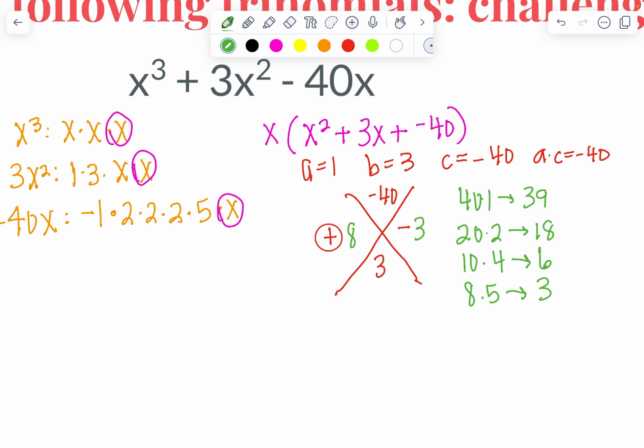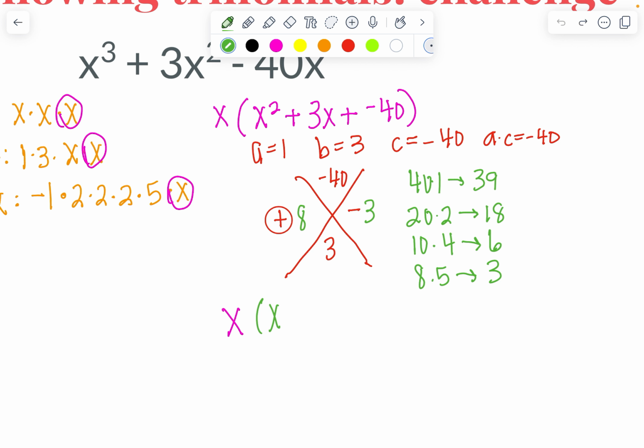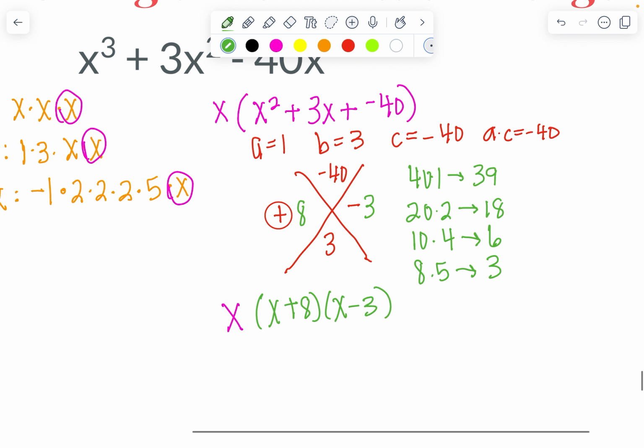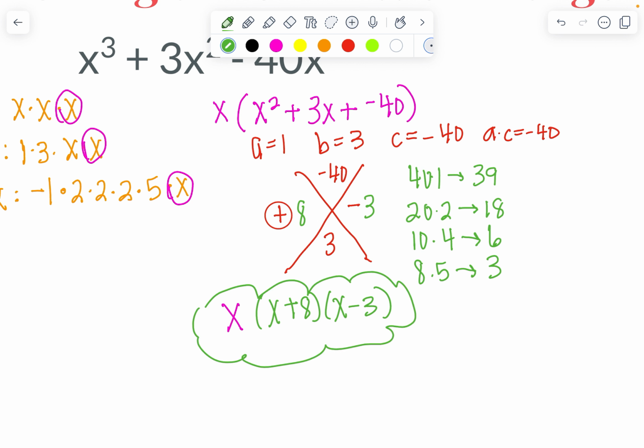Now our final answer, we still have the x on the outside. Don't forget about that. And then x plus 8 and x take away 5, or x plus negative 5. That's my final answer. Most of you, if you get this one wrong, it's going to be because either you forgot to take out a greatest common factor, or you took out the greatest common factor but forgot to include it in your final answer.